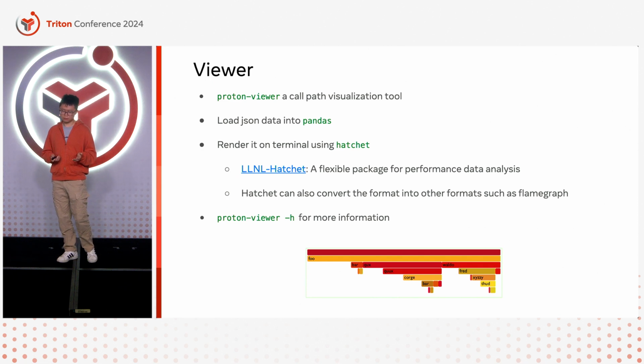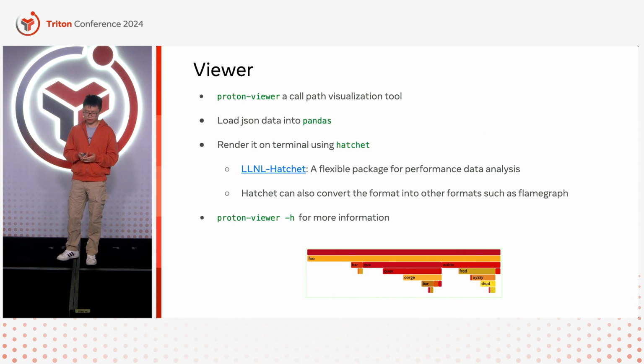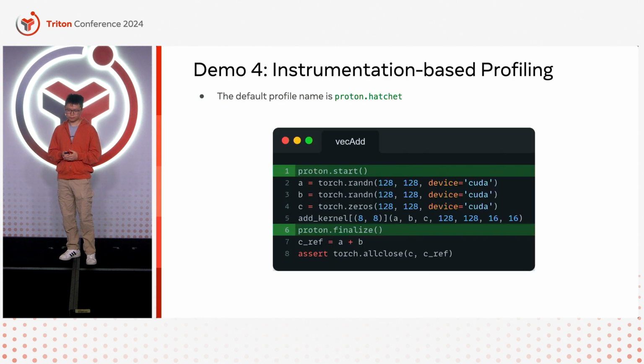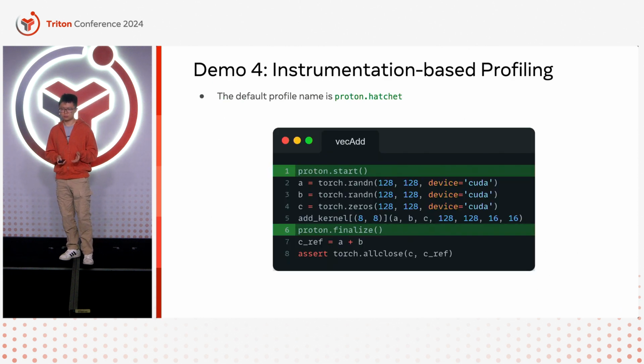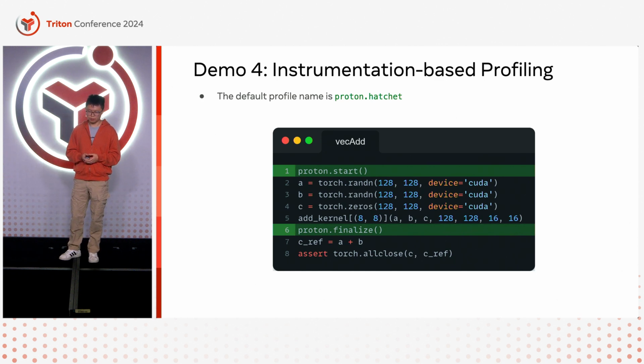Hatchet can also convert the format into other formats, such as flame graph. Here's a simple view of the flame graph it converted. For more usage of Proton Viewer, you can just use the -h option for more information. Okay, so next, I'm going to show you a series of examples to demonstrate how to use Proton to inspect the performance of your Triton programs.